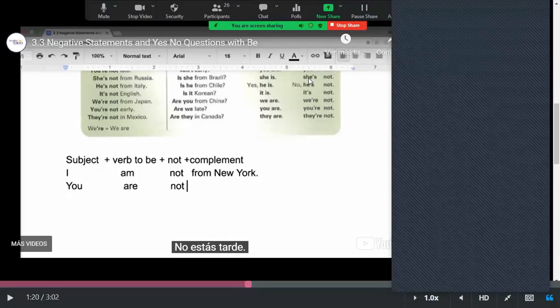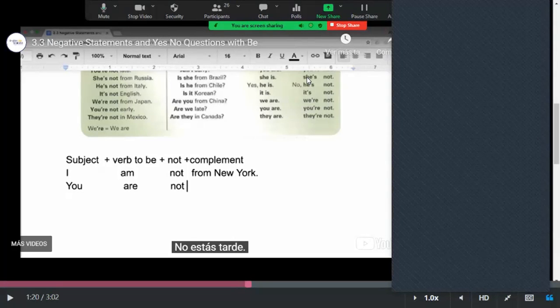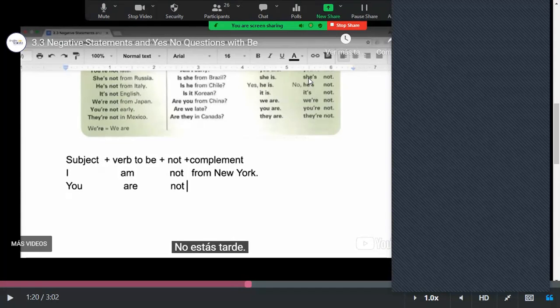I am not Japanese. Correct. I am not Japanese. Repeat. I am not Japanese. That intonation. I am not Japanese. Eso, buscando la entonación ahí. Happily sounding like native speaker, right? I am not Japanese. Amalia, go ahead. I am not from Mexico. Excellent.